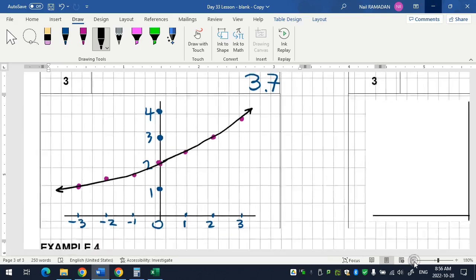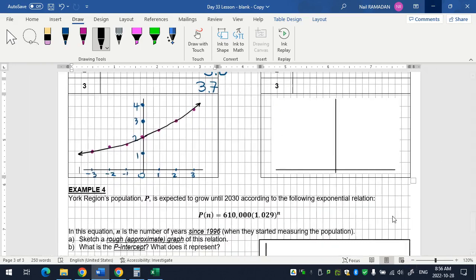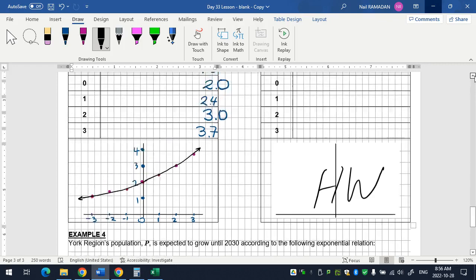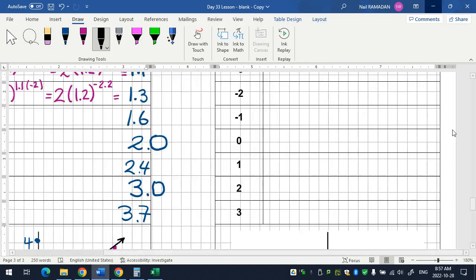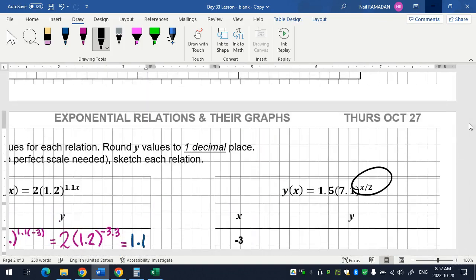Your homework is this one. Okay. Is it the same process? Let's look. Oh, it's a fraction. So what are you going to do when you do this one? Are you going to multiply by 2 or divide by 2? You're going to divide by 2. And then the process is the same.